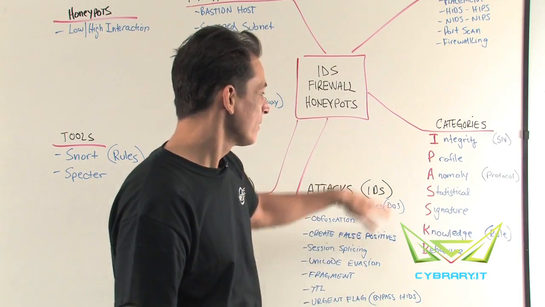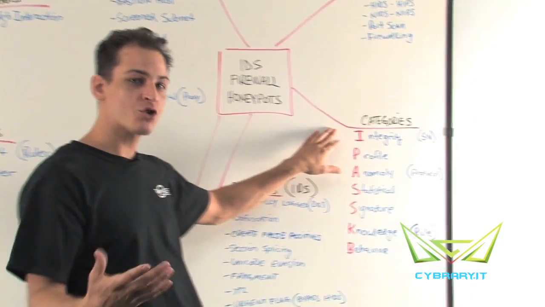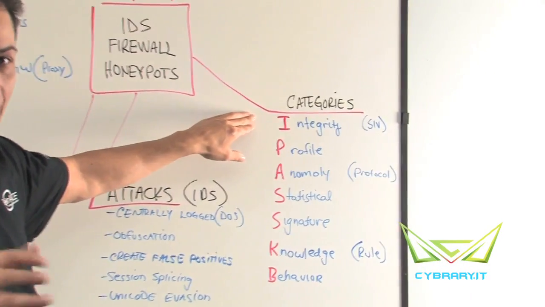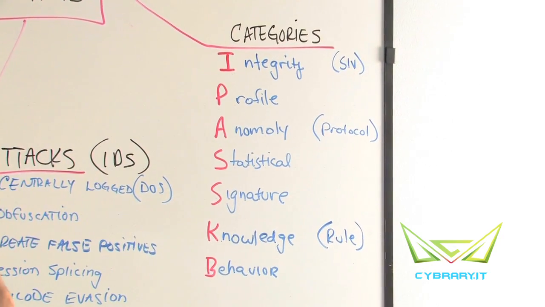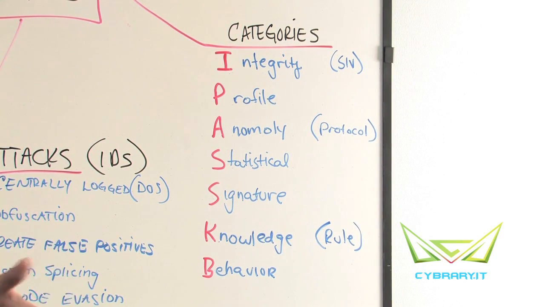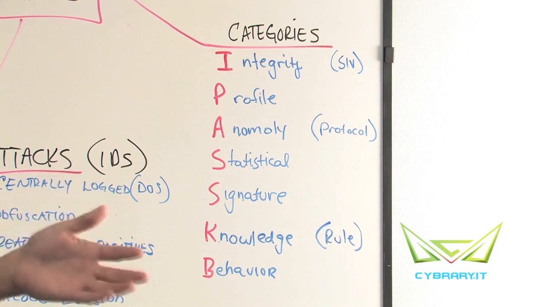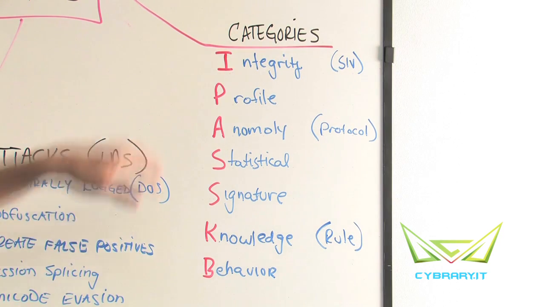Okay? Next, let's go on to some intrusion detection prevention style categories. We have a little mnemonic here. It's called I PASS the KILOBYTES. Now this is a really, really cool test-taking technique because it categorizes the three major types. So let's talk about them.